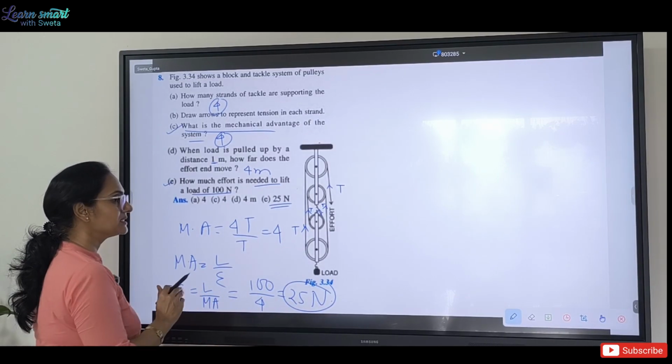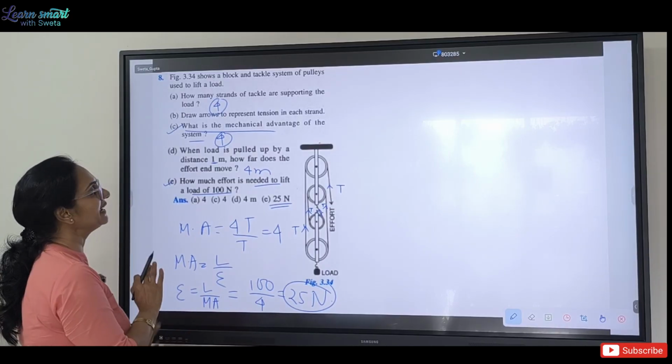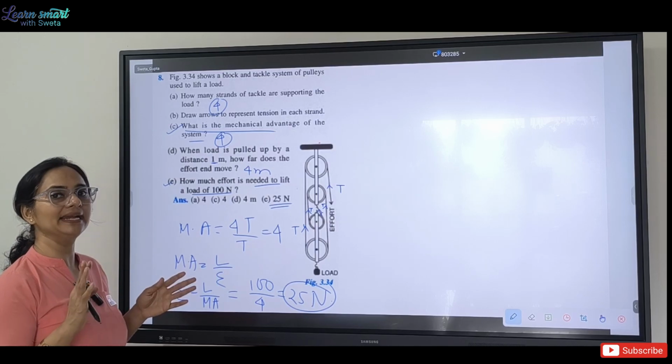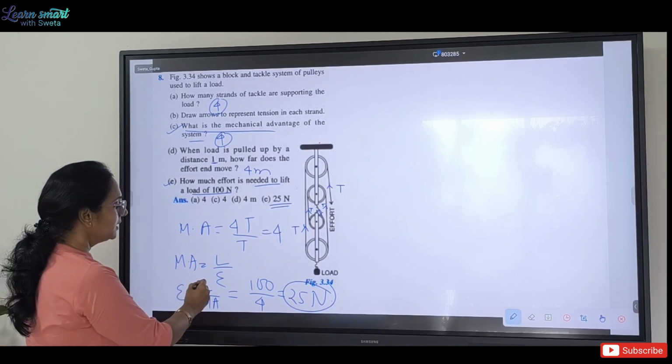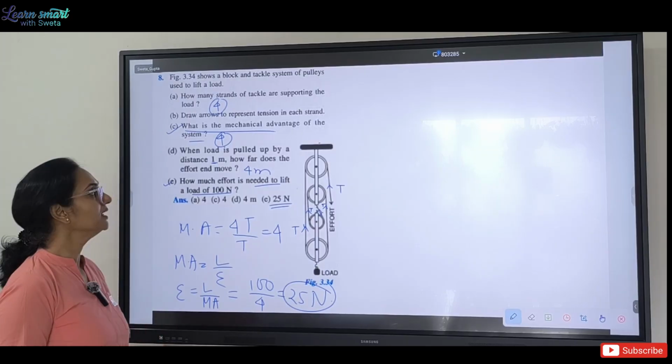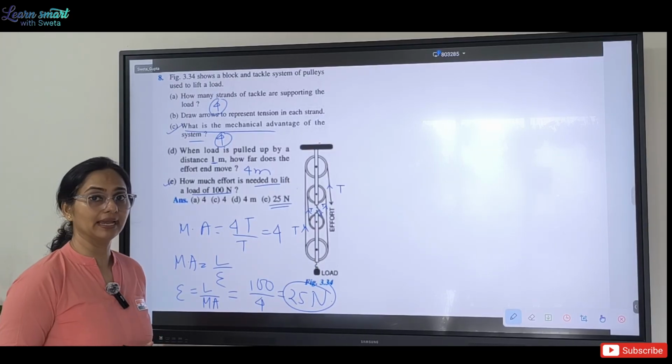We can calculate simply by doing load upon effort. Here they haven't mentioned what the efficiency is. So we will take it as an ideal situation and 100% efficient. So we are getting load by effort and we are getting 25 Newton, right? Let's see the next question, question number 9.